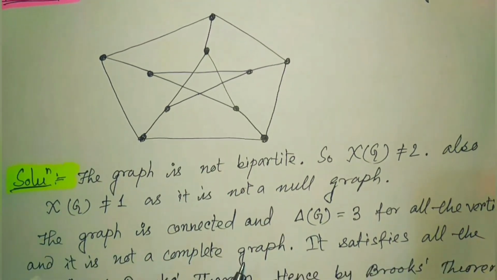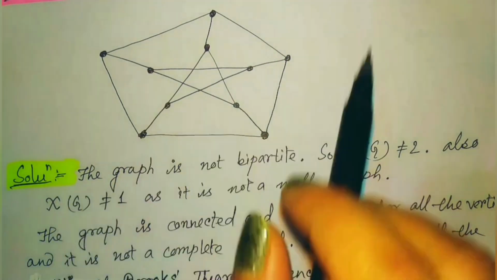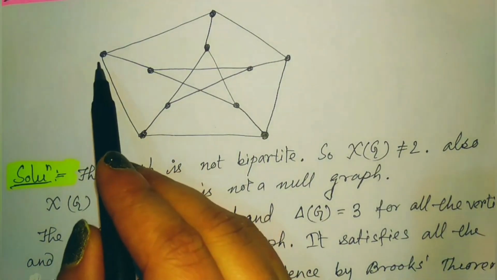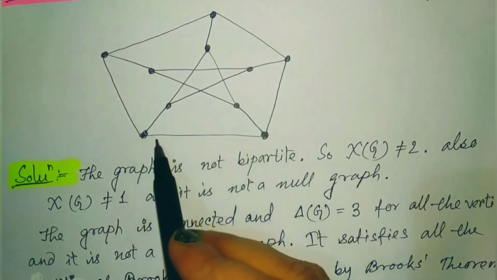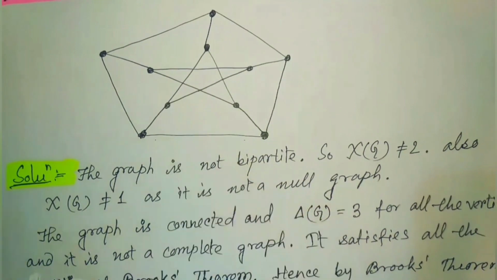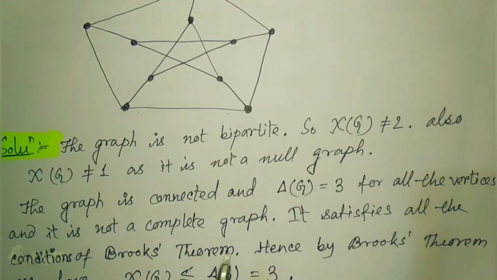Now, this given graph is connected, and we should find out its highest degree count. For these vertices, the degree is 3, 3, 3, 3 and 3. Here it is also 3, 3, 3, 3 and 3. So, all the vertices have degree 3. So, the maximum degree count is 3.